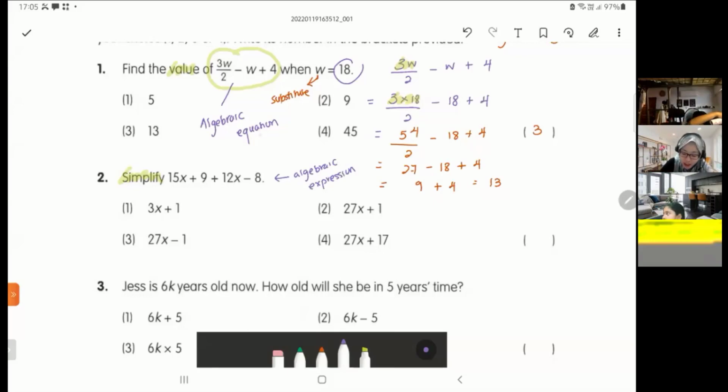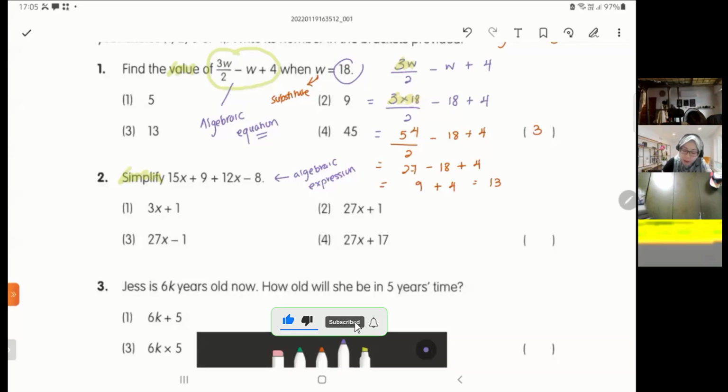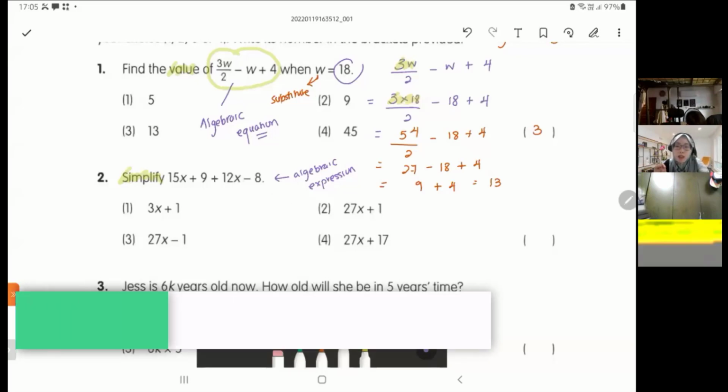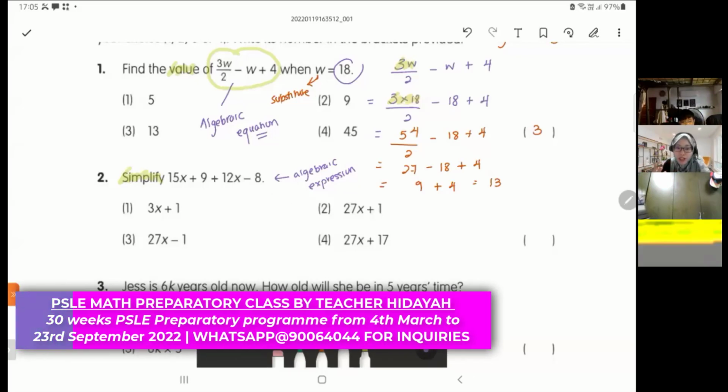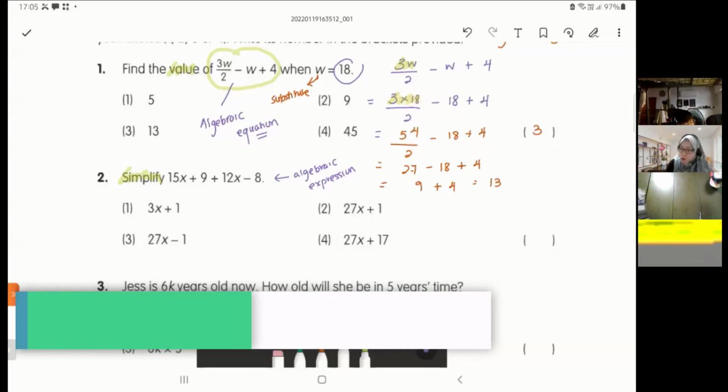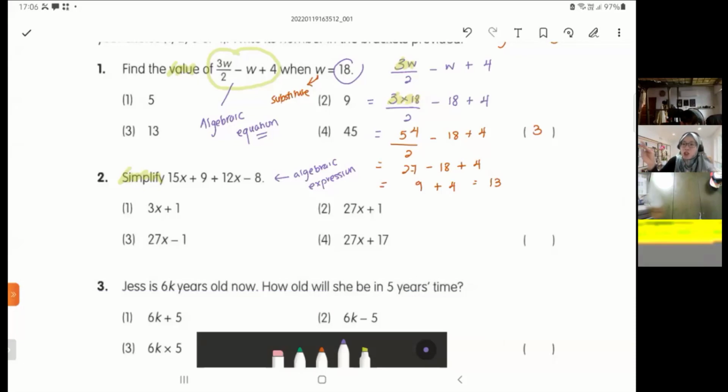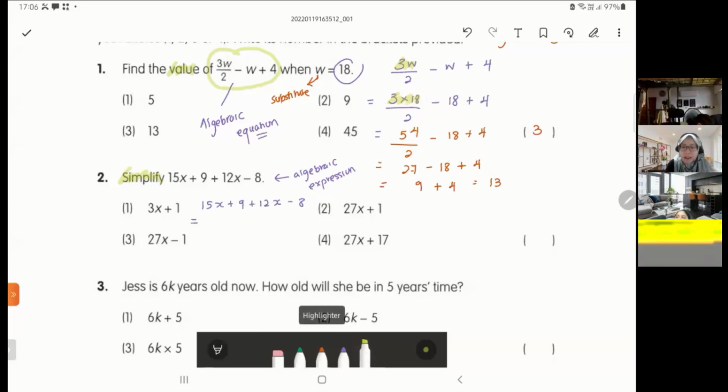An equation is when you have something that is given to you equal to something. An expression is when there's nothing equal to, the expression doesn't have any equal sign there. So in this case, what do I have to do? I have to simplify, shorten it, make it short. All right, so I rewrite first. 15x plus 9 plus 12x minus 8 equals to, so let's look at all the common things.